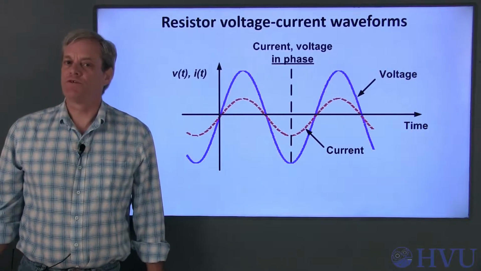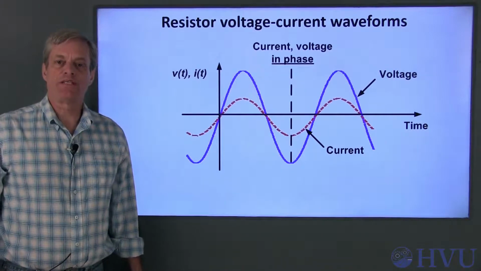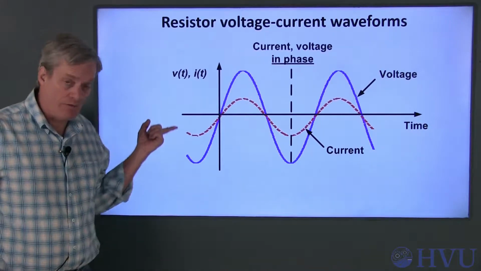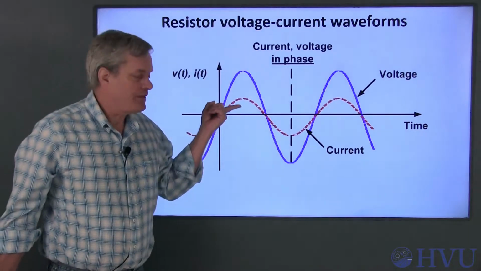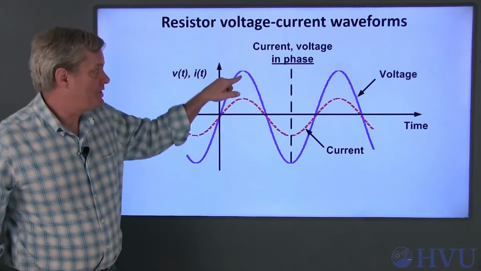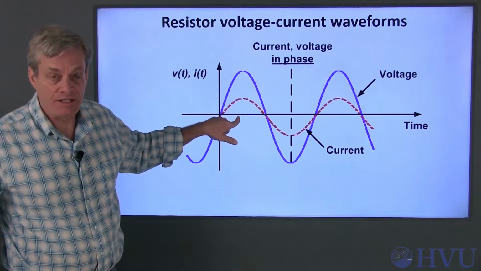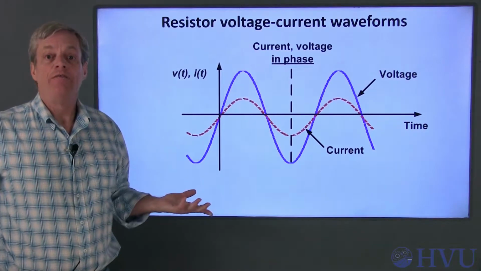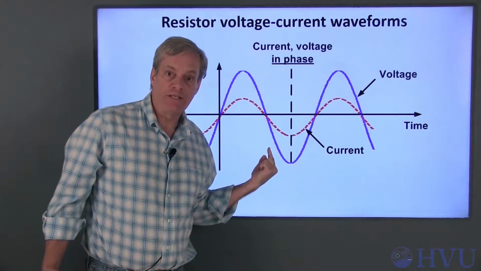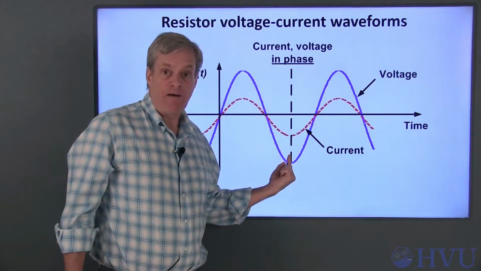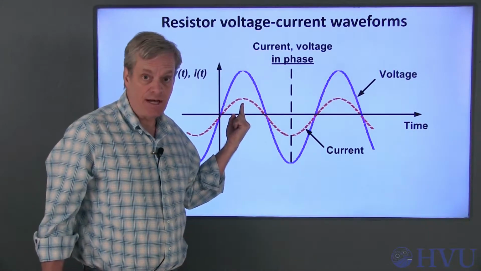The previous phasor results mean that the sinusoidal steady-state voltage and current for a resistor will look like this. The amplitudes of the voltage and the current are different. The voltage amplitude will be the resistance times the current amplitude. There's no phase shift between the signals, so there's no time shift between the sinusoids. The peaks and valleys of the signals line up in time.